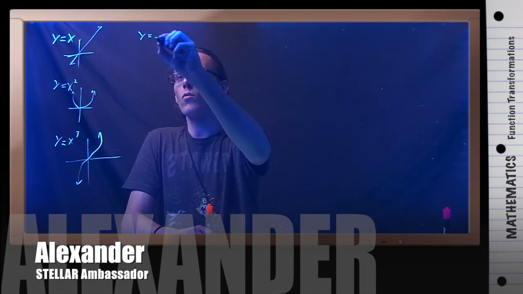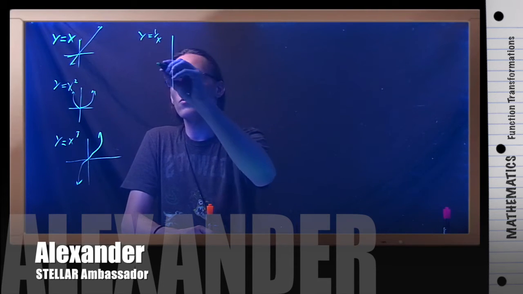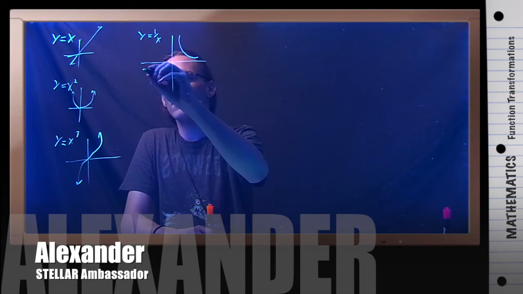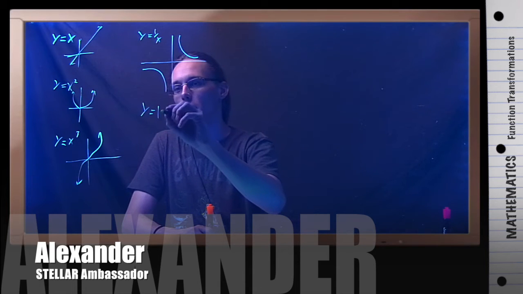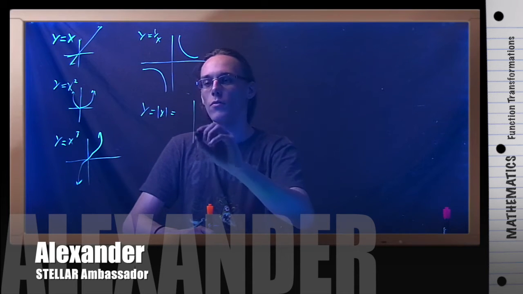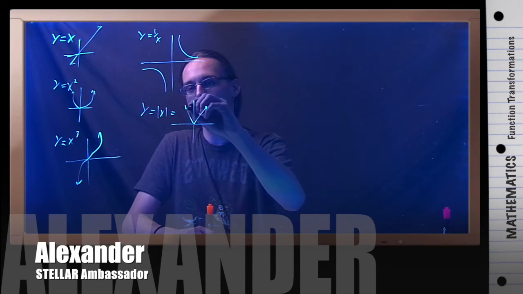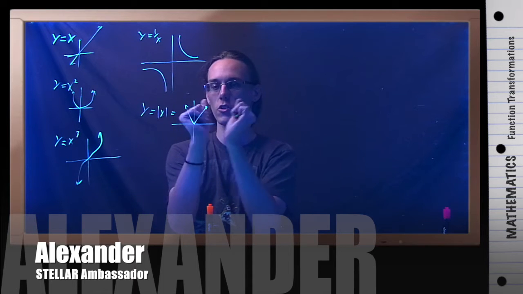We've got y equals 1 over x. This one's interesting because it sort of splits. So we've got something goes like that, goes like this. We have y equals the absolute value of x. Notice this one's pretty cool because if I throw the graph here, it's like a V. So notice the parabola is nice and smooth, but the absolute value is V shape.